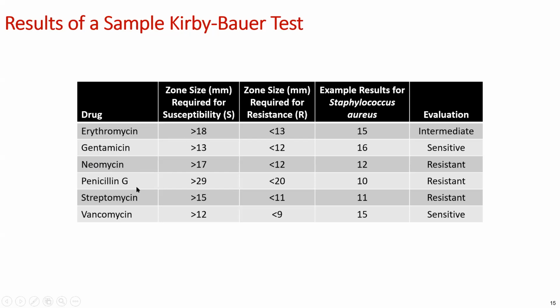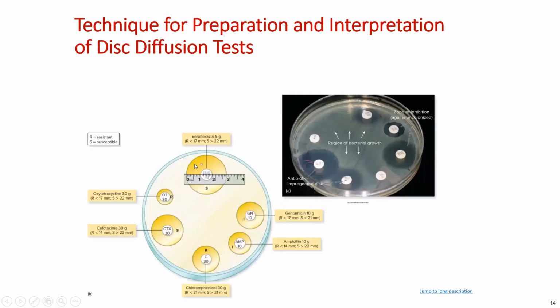So for penicillin G, if we needed a bacteria to be considered sensitive, it has to be greater than 29 millimeters. So it's almost 3 centimeters. Notice in this example result, the Staph aureus only had a zone of inhibition of 10 millimeters, so that one would be considered resistant. Then the physician can look at those results and make a decision which drug might be the best for this particular patient. Now, there are some disadvantages of the Kirby-Bauer sensitivity test.